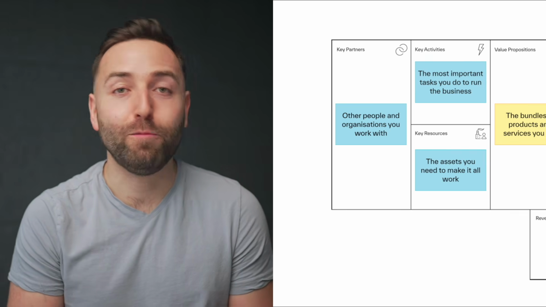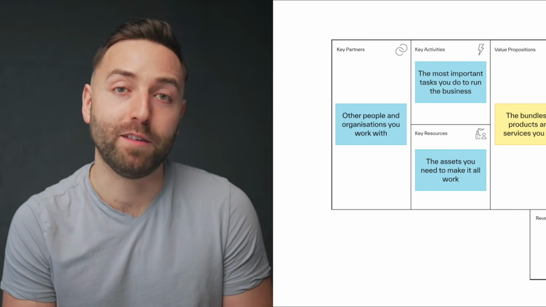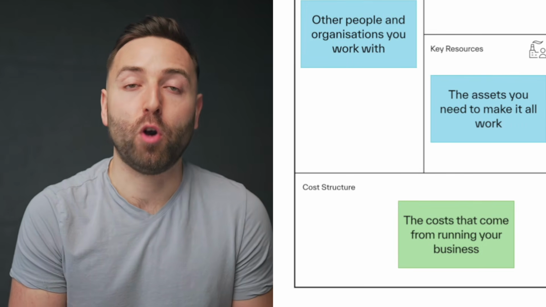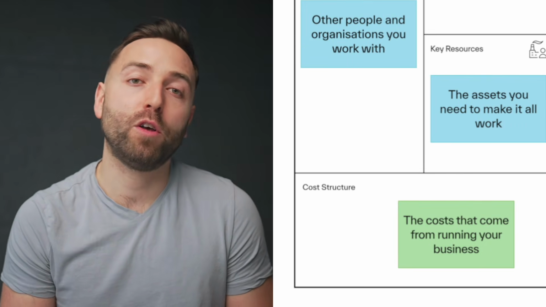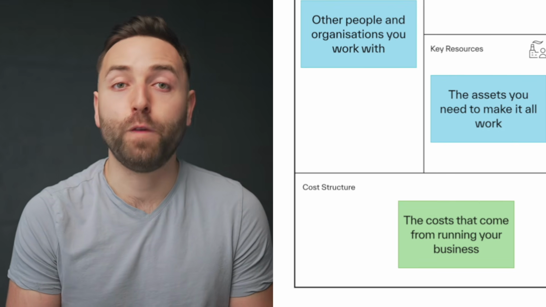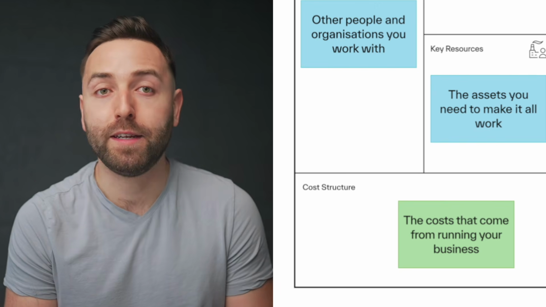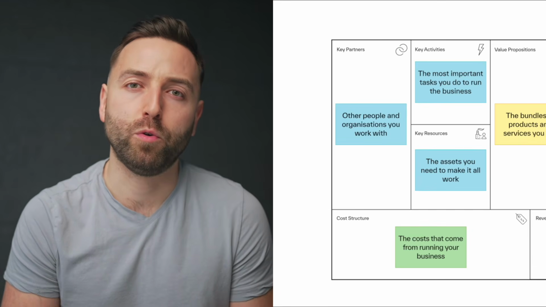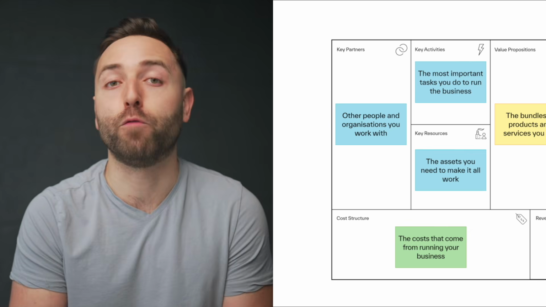Once you know what your key resources, key activities, and key partners are, then you'll have a good idea of what your costs will be. And this is the cost structure building block. Now, costs are usually either fixed or they might be variable. So examples of fixed costs can be salaries or rent, and maybe variable costs could be something like raw materials or commission or maybe delivery costs.